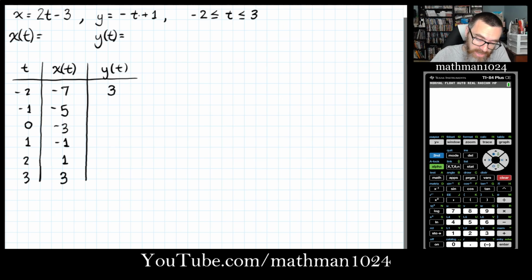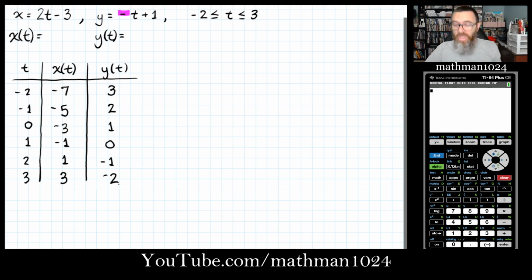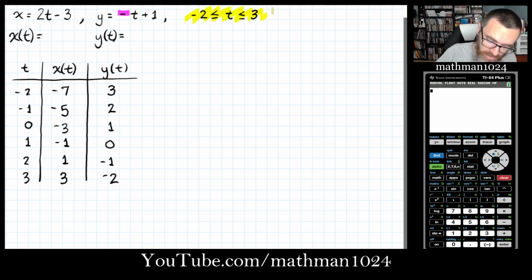If I plug in -1 up here, that's going to give me +2. And again, you pay attention to the sign, to the slope. That means each increment of t means we're going to be losing 1, so we'd be here at 1, 0, -1, and -2. And then we can take all this, put it together, and come up with an idea of our graph.